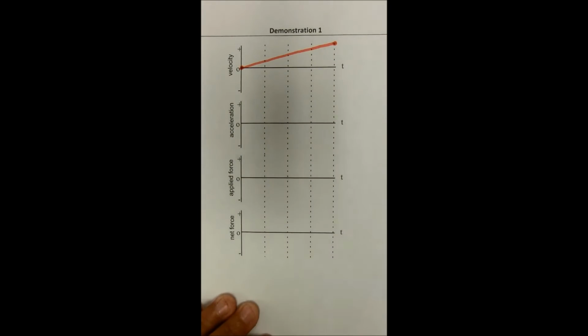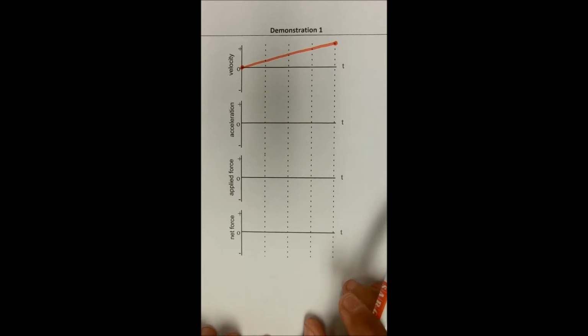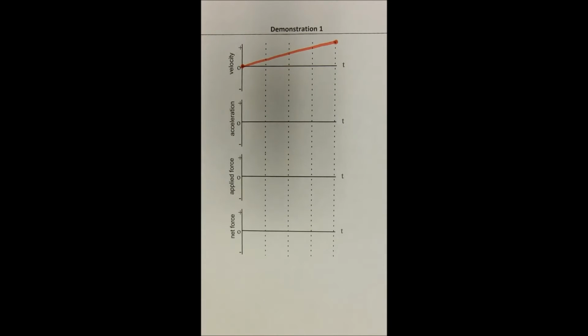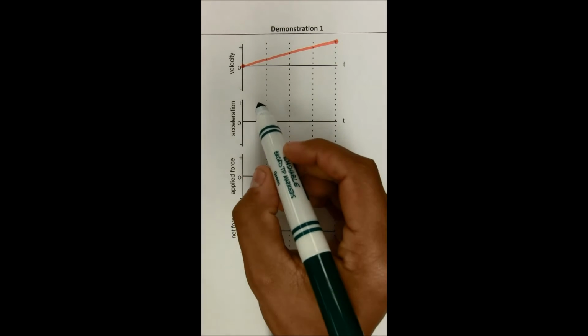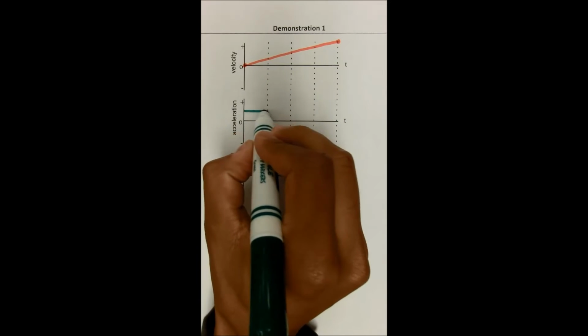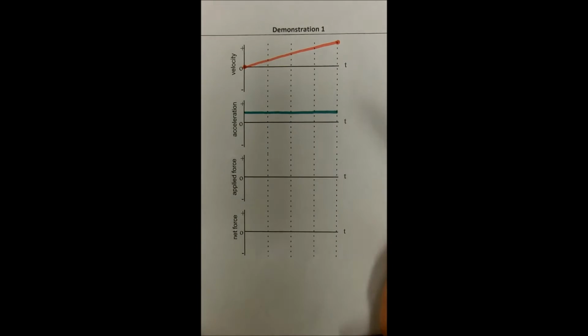Now, as far as acceleration goes, remember when we're drawing an acceleration versus time graph, what we're looking at is the slope of our velocity versus time graph. Now, in this case, our velocity versus time graph has a positive slope. So because of that, we should have a positive acceleration. And it should be constant, because this slope is constant.